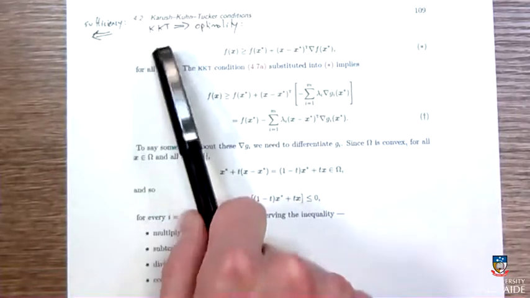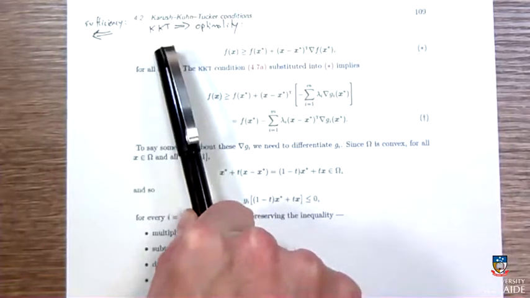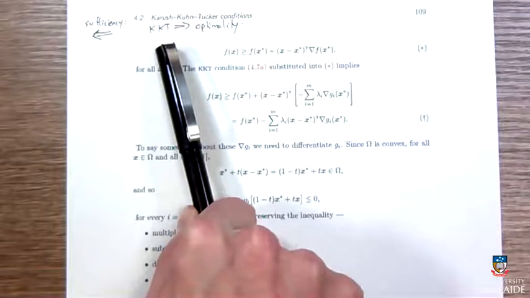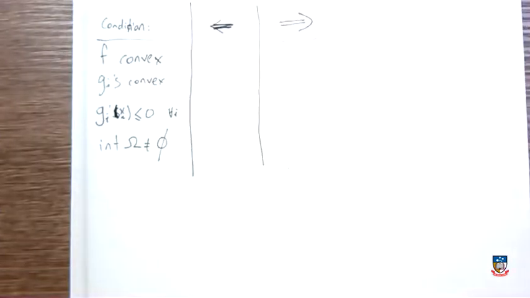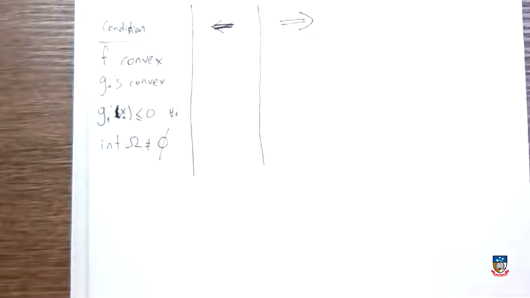Okay, so here's the proof. We're proving first that if I satisfy the KKT conditions, if I satisfy those equations, then x is a minimizer. So the KKT conditions imply optimality. So where do we start with this? The bits of information that we have here are that my functions are convex. We have a lot of information about convexity, and so that's what I'm going to use.